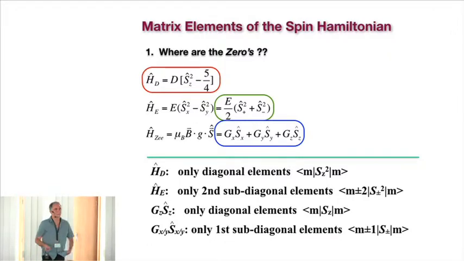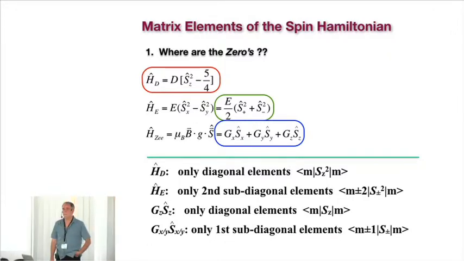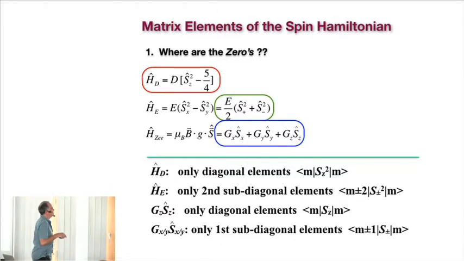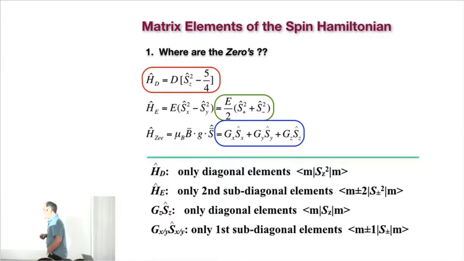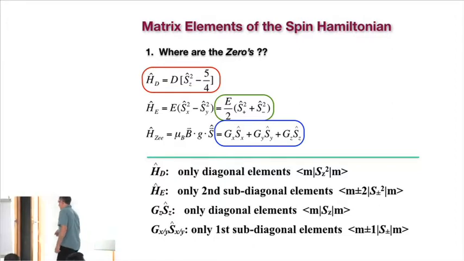What will happen with this operator? If we have the S plus operator squared, what is the result of this one?